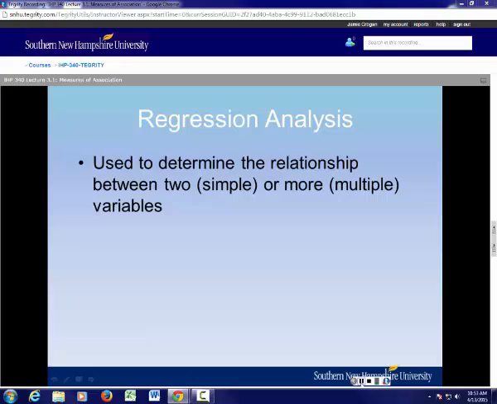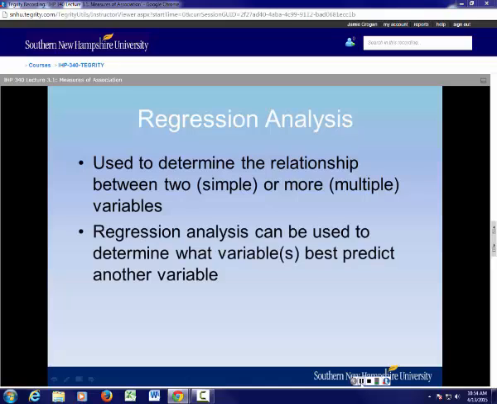So another measure of association is something called regression. And you can have a simple regression or a multiple regression. A simple regression is a method used to determine the relationship between just two variables, an x and a y, and you'll see that regression and correlation are redundant techniques. They are, for all intents and purposes, the same kind of technique. Regression, however, allows you to add more variables to do multiple regression.